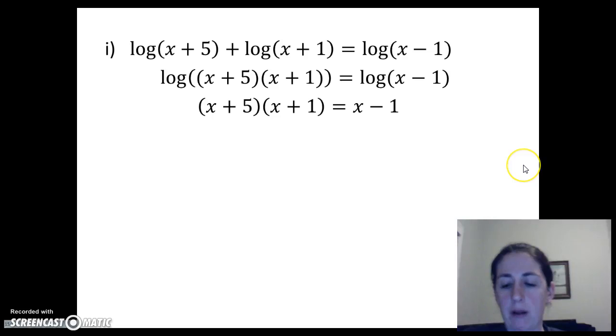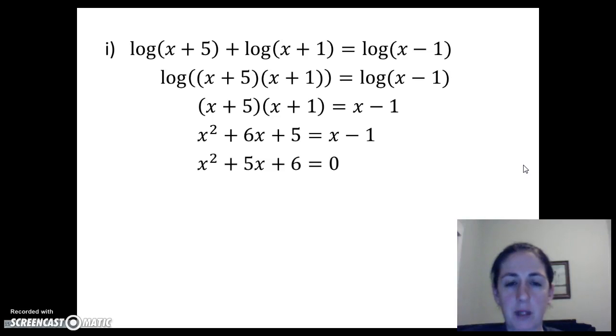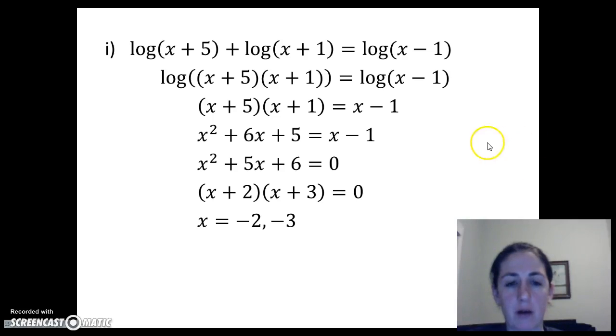Distribute this out by FOILing, and then get everything on one side of the equal sign, 0 on the other. x squared plus 5x plus 6 equals 0. Factor, and set the factors equal to 0. However, when we plug in -2, it checks out here, but -2 plus 1 is -1. That's not going to work. Same thing when we plug in -3, so it turns out this has no solution.